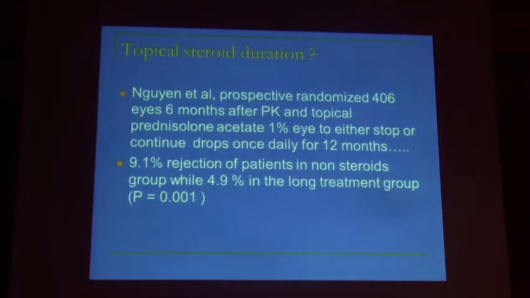For how long are we going to use this medication? Topical steroid: Nagwan did a nice prospective randomized study of 406 eyes, 6 months after PKP, with topical prednisolone acetate 1% to either stop or continue. There were 2 groups, to continue after 6 months or stop at 6 months. He found 9.1% rejection in the non-steroid group who stopped at 6 months and 4.9% in the long treatment group for 1 year. So we prefer to continue for 1 year in these patients.